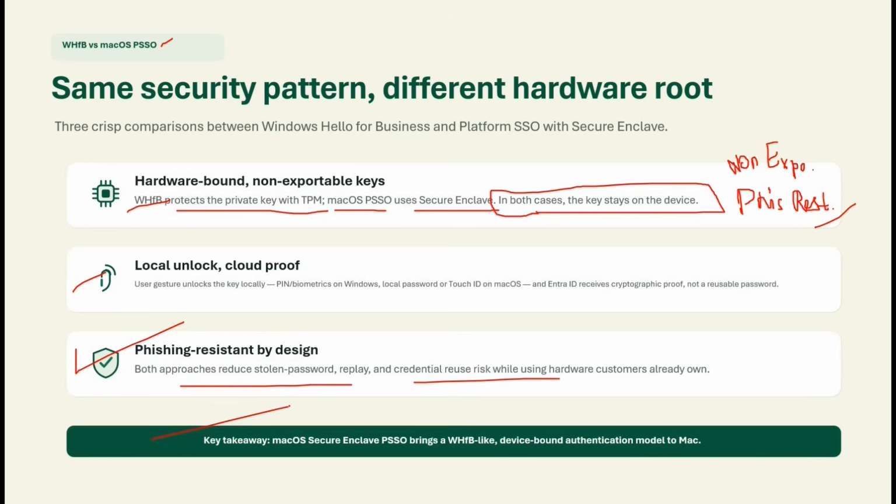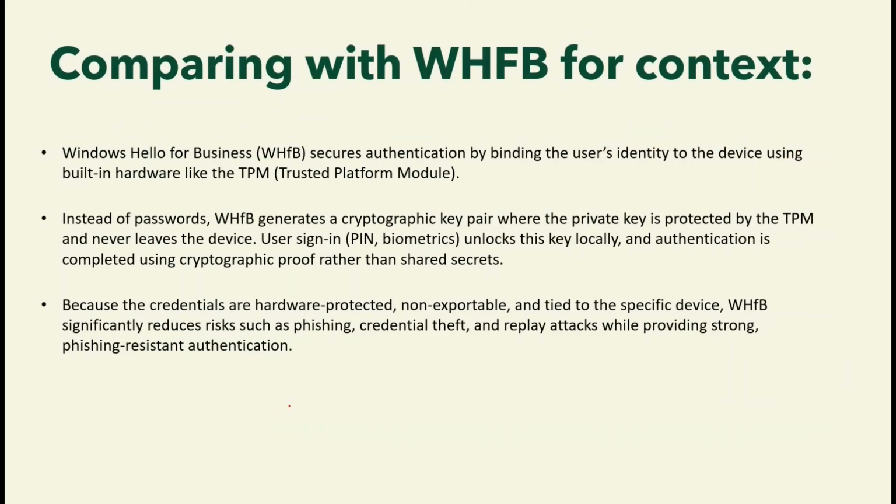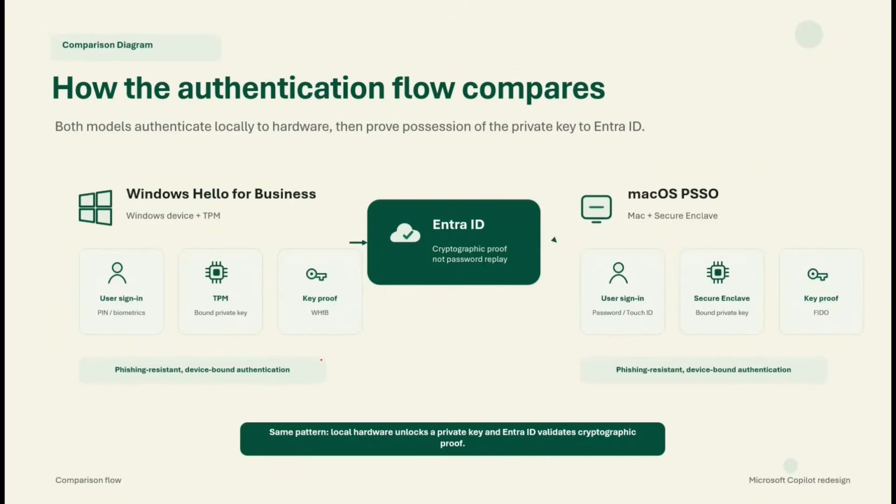Okay. All right. So this slide is pretty much talking about the same thing. Windows Hello for Business secures authentication, binding user identity instead of a password. It generates a cryptographic key pair, with the private key stored in the TPM of the device, hardware protected and non-exportable. It provides a phishing resistant method, right? Similar to what we have already seen. Now, how do both the flows compare? We have also discussed this.